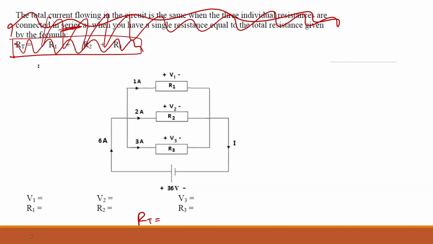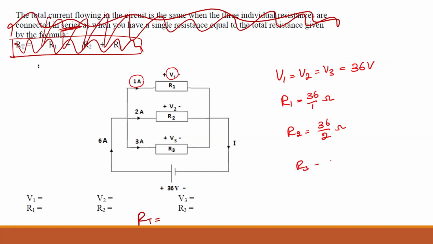What can you say about the 3 voltages? They're all the same. Yes. What is the value? 36 volts. Okay, now for resistor 1, current is known, voltage is known, so you can find the resistance R1, which is 36 over 1 ohm. Resistance R2 will be 36 over 2 ohms. Resistance R3 is equal to 36 over 3 ohms. Agree?